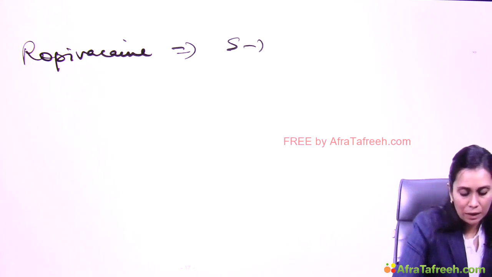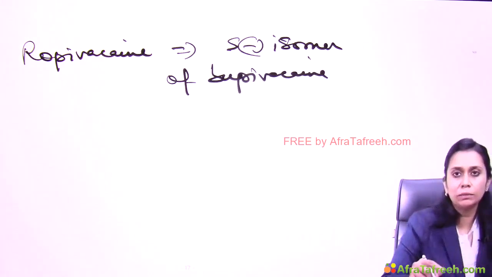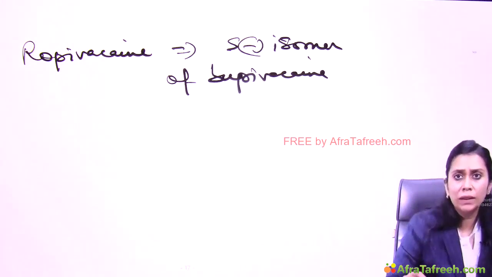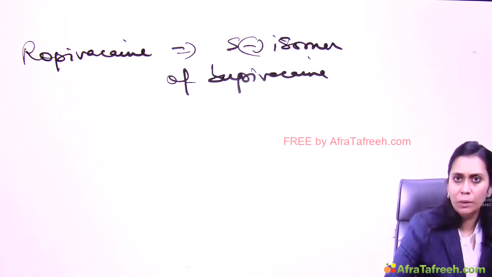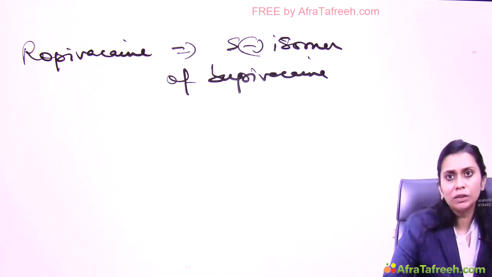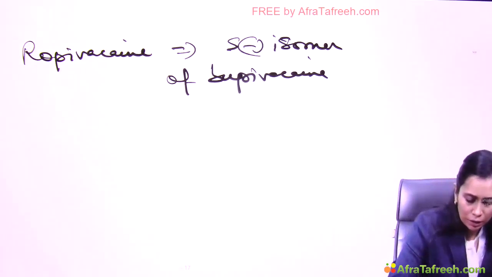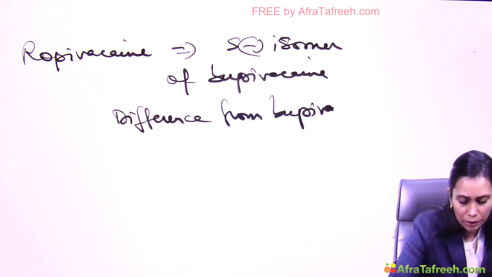It is the S isomer of bupivacaine. Bupivacaine is a racemic mixture of S and R isomer. When the drug was studied, it was seen that the problems were because of the R isomer, and the work was because of the S isomer. So the S isomer was separated and ropivacaine was made, which is exactly bupivacaine, the S isomer of bupivacaine, and differs in 3 points. What is the difference from bupivacaine?